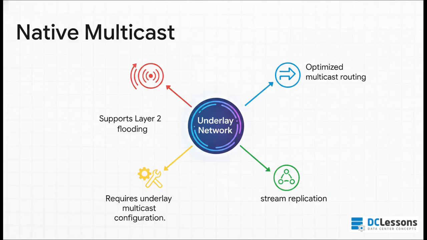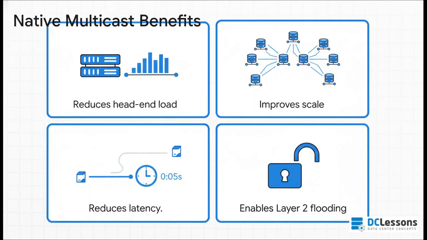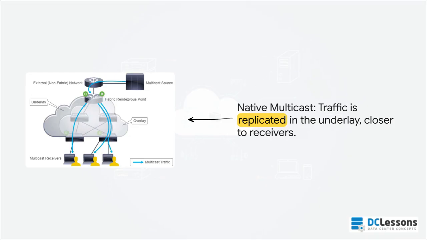Now, it does mean you have to configure your underlay for multicast, but trust me, the performance payoff can be absolutely huge. So you might be asking, why go through the trouble? Well, the benefits are pretty clear. You take a massive load off your main head-end devices. This lets you scale up way more effectively, and it cuts down on latency because the data is taking a more direct path. And as we're about to see, it's the only way to enable another key feature, Layer 2 flooding. And this diagram just shows it all perfectly.